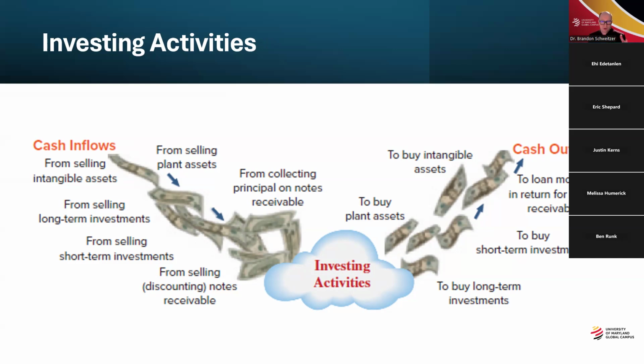This slide shows us examples of cash flows from our investing activities. Cash from collecting the principal on notes is an investing activity. However, collecting interest on notes is considered an operating activity. If a note results from sales to customers, it's considered an operating activity.